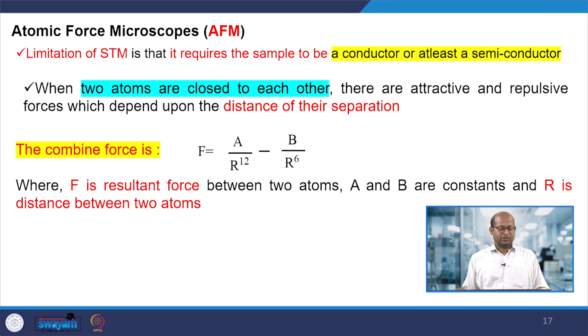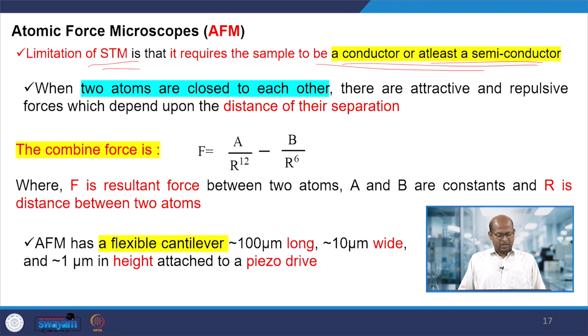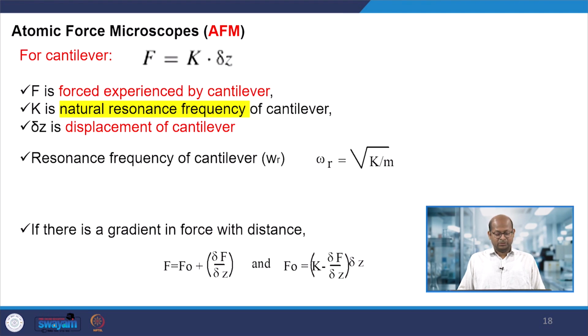In STM there are some limitations, and for that AFM is much more useful. In the case of STM, the samples must be a conductor or at least a semiconductor. In the case of AFM, any type of sample we can analyze with the help of this. There is some theory here, but we are not going to discuss that.